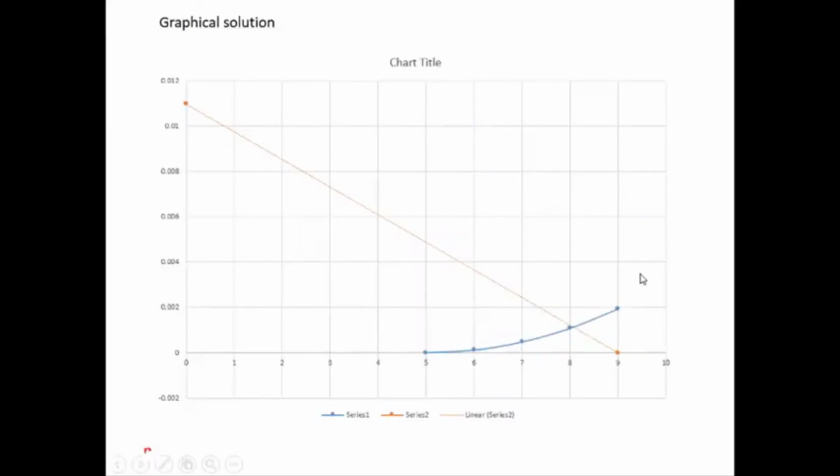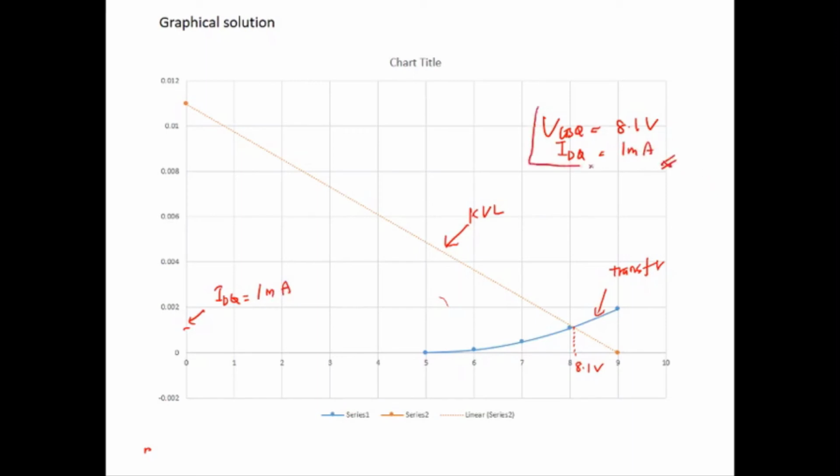Okay, so this is the graph. The blue line here is the transfer characteristic, and this is from your KVL. The intersection point will be around, this is a rough reading, around 8.1 volt. So the VGSQ is 8.1 volt. How about the IDQ? IDQ is around the middle here, around 1 milliampere. So this is the solution using the graphical method.